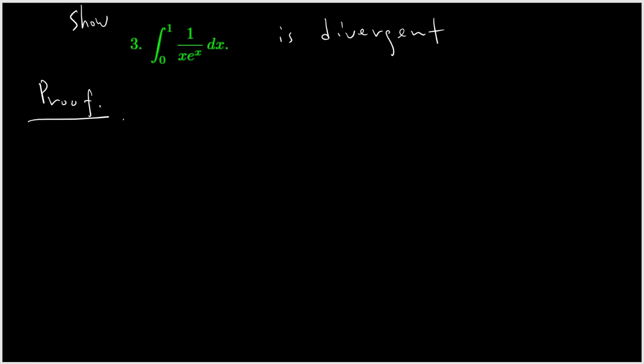So this time it's an improper integral. You do need to realize it's an improper integral. The function is undefined at 0. Right? 0 will make the denominator 0. We want to show this integral is divergent. Now the integrand is 1 over x times e to the power of x. The interval is from 0 to 1.